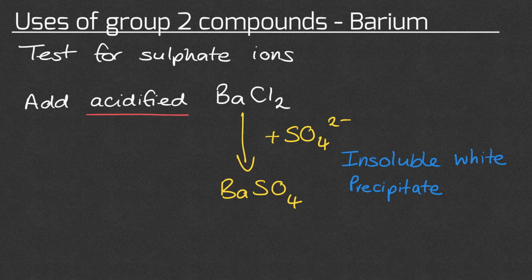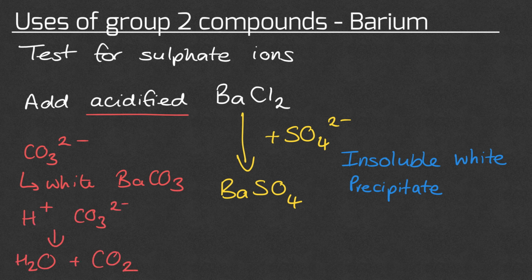It's really important though that the barium chloride solution is acidified. We do this by commonly mixing it with hydrochloric acid. And this is because there are a lot of carbonate ions in many salt samples. Now, barium will react with carbonate ions to form barium carbonate, which is a white solid, and you can see how that could confuse us with the insoluble white precipitate.